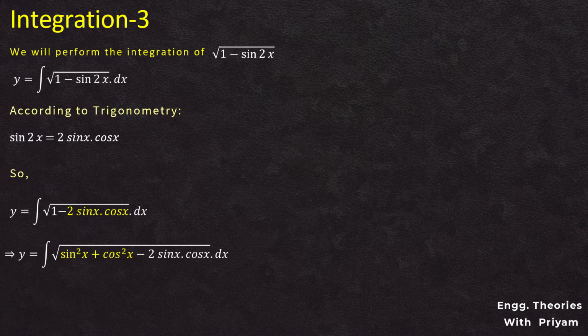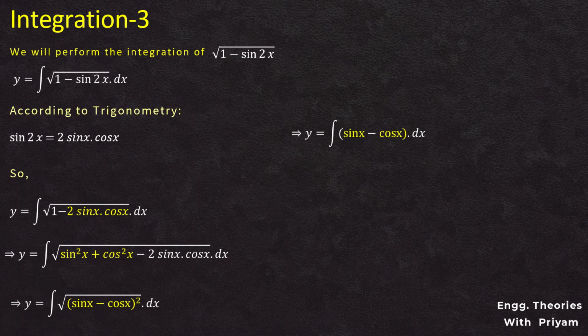Now, this sin square x plus cos square x minus 2 sin x cos x will fall under the formula of sin x minus cos x whole square. Then we can write y is equal to integration of root over sin x minus cos x whole square into dx. So, finally, the integration will look like y is equal to integration of sin x minus cos x into dx.